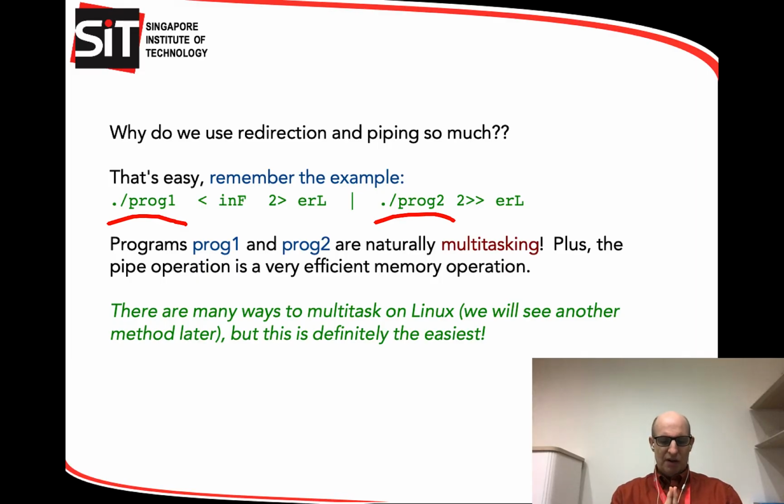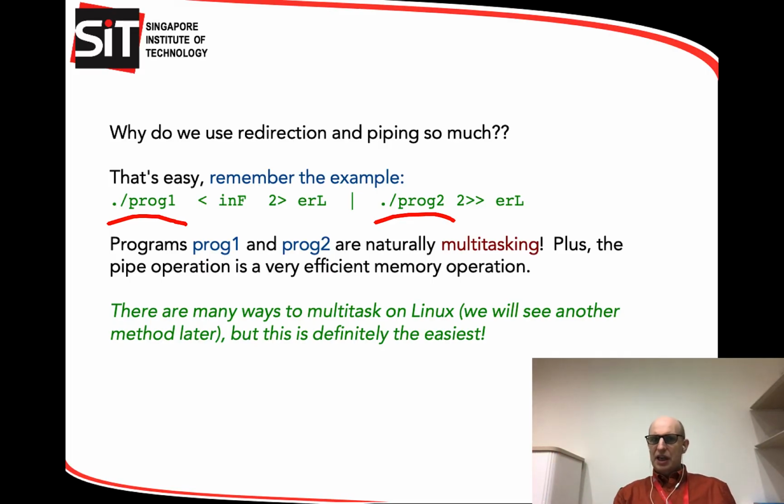Just think about this for a moment. If you didn't multitask, then what you'd have to do is run program 1, it would read the input file, program 1 would execute, and it would create an output file. And the output file would get bigger and bigger and bigger. And then when program 1 finished, you'd say, okay, now let's run program 2. And you'd run program 2, it would take that big file and process it and create its own output.